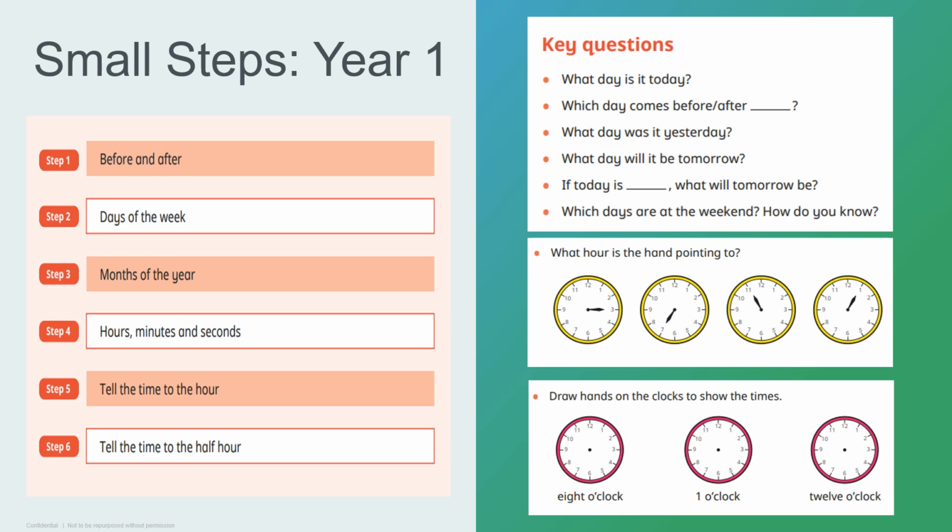If you have a look at the screen, you can see that there might be some key questions that they might have in their work. So things like, what day is it today? Which day comes after or before so-and-so? What day was it yesterday? Just things to get their brains ticking and to think about the concept of time and how we can use that in our everyday vocabulary. We'll look at simple pictures and real life examples of clocks, such as which hour is the hand pointing to, and then they might move on to draw hands on the clocks themselves to show certain times.